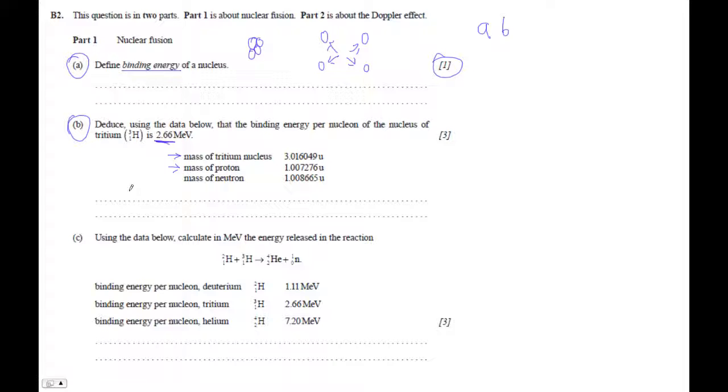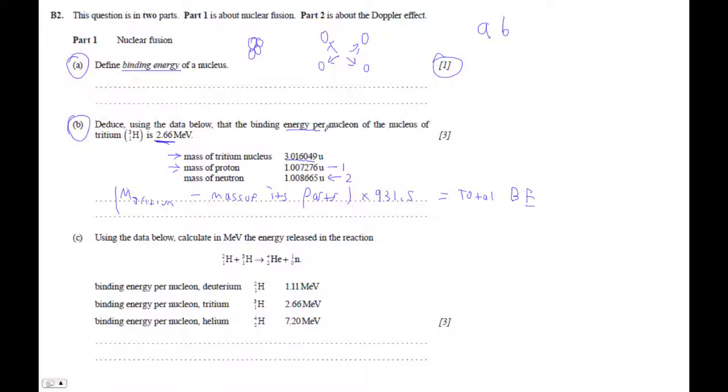So you're going to compare, you're going to go mass of this, the mass of tritium, minus the mass of its parts. And of course, tritium is made out of 1 of these and 2 of these. So figure out the mass of that, and then you're going to multiply by 931.5. And that will give you the total binding energy, right? But they want the binding energy per nucleon.